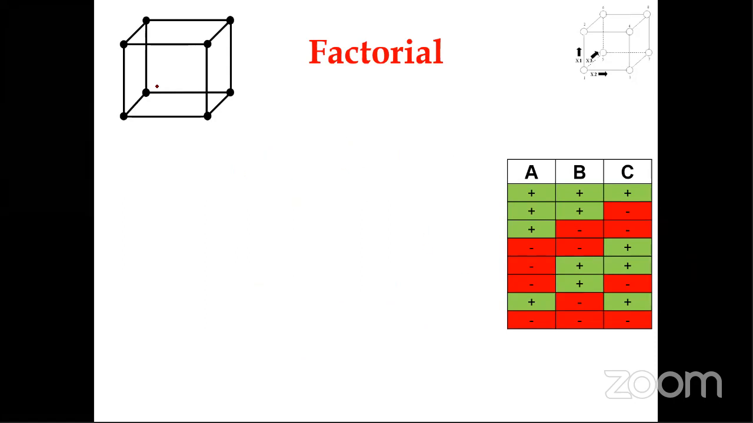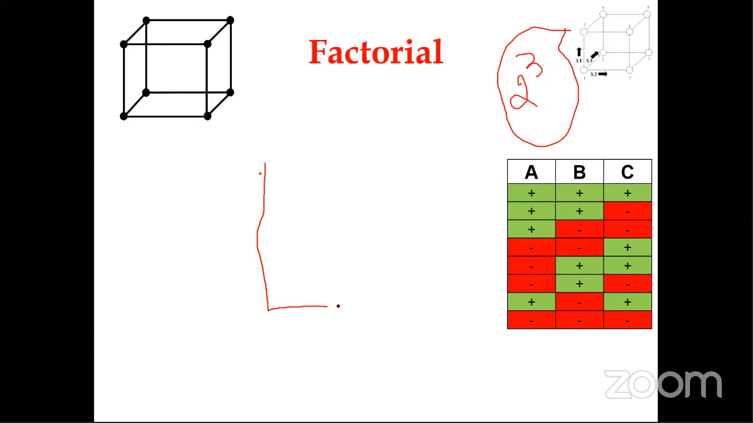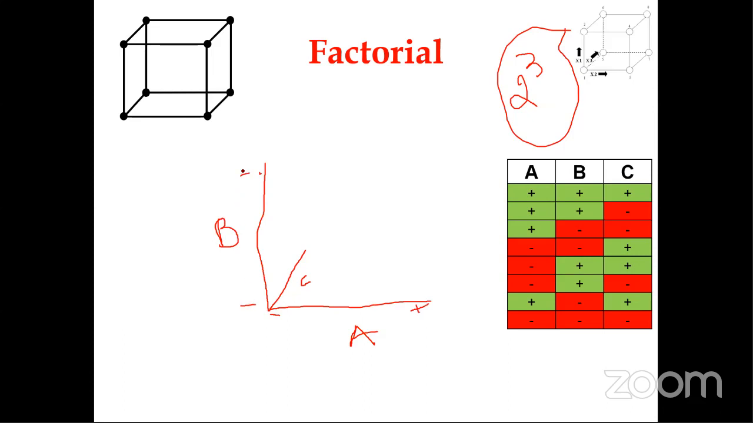Now I want to plot this graph because I have 3 factors. Now I'm plotting a 2 to the power 3 model for the factorial design. How does it come? We know the simple basic graph A, B. Now what is the third factor added? C. I have to plot the third dimension, C. Now A minus, A plus, B minus, B plus, C minus, C plus.